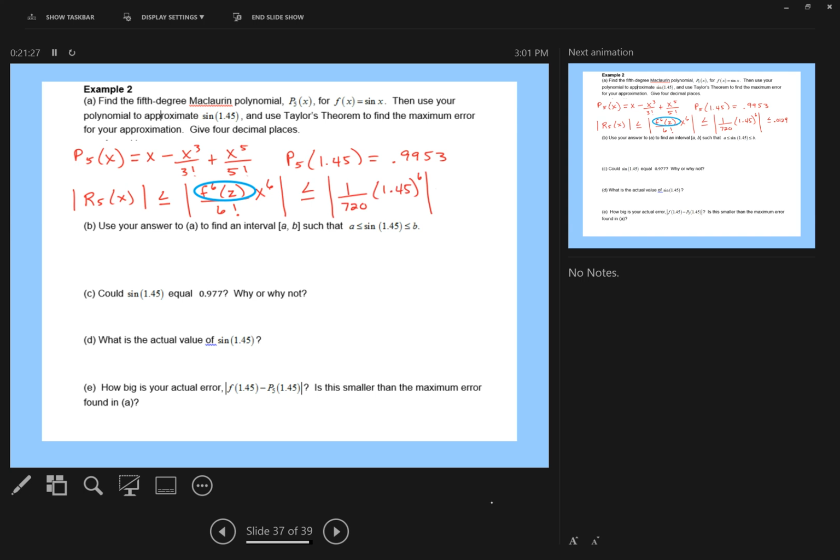What do I put in place of x? Didn't they give me x up in the problem? Right? They gave me the 1.45. So they're always going to give you the x to put in. The only thing we're going to have to be guessing at or speculating on is that next derivative maximum term. Everybody okay? And if I put that in my calculator, glad you asked, I get 0.0129.